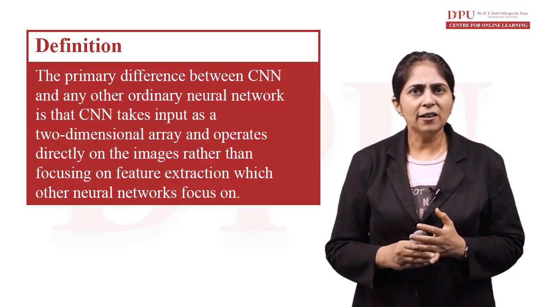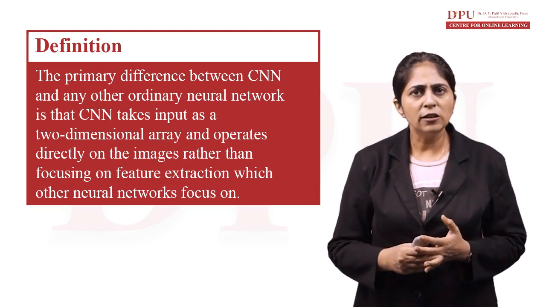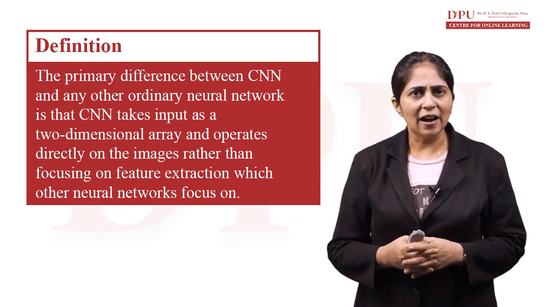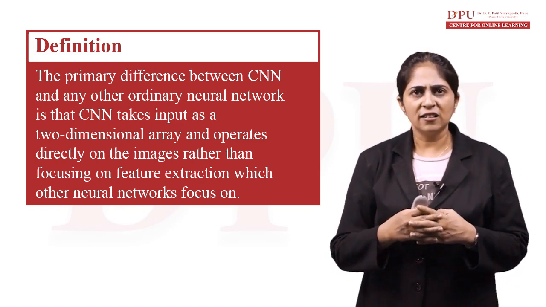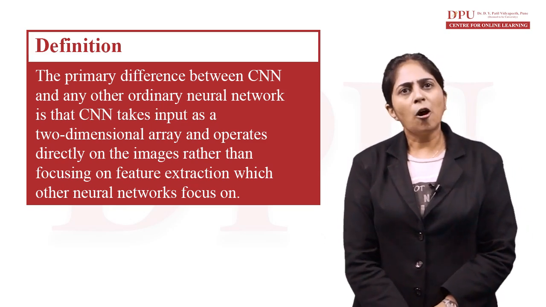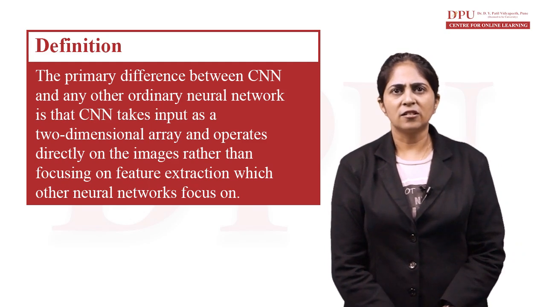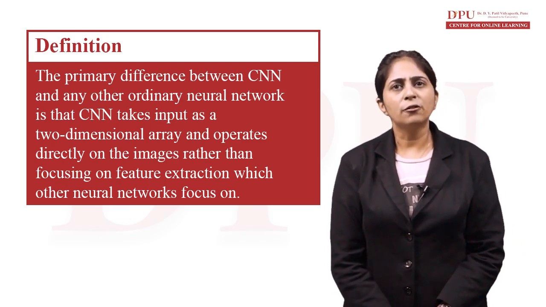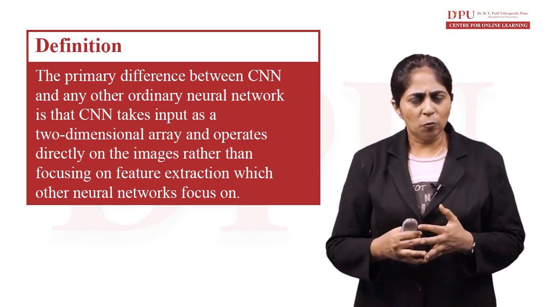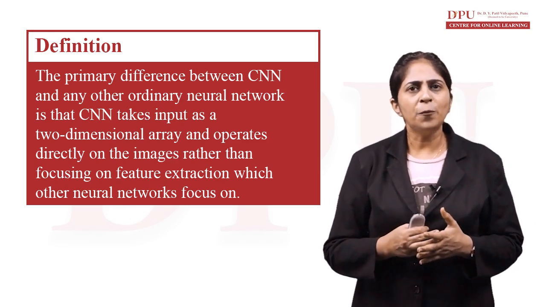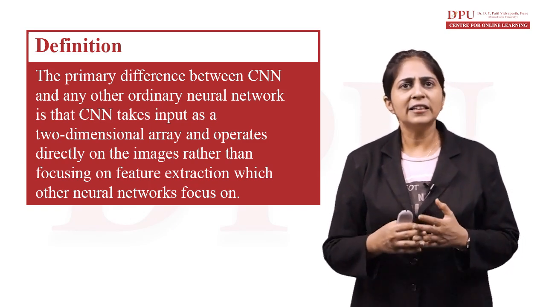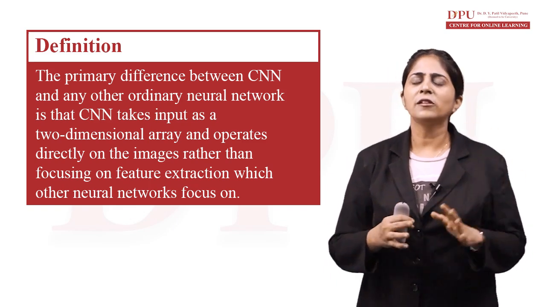The primary difference between our convolutional neural network and other ordinary neural networks is that CNN takes input as a two-dimensional array and operates directly on the images, rather than focusing on the feature extraction which other neural networks focus on. It takes input as a two-dimensional array and operates directly on the images rather than focusing on the features part.